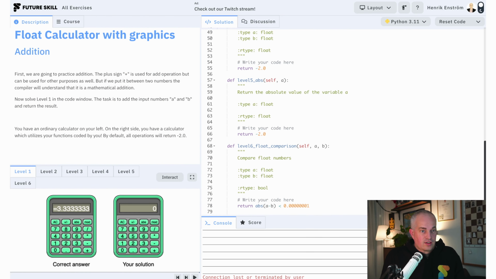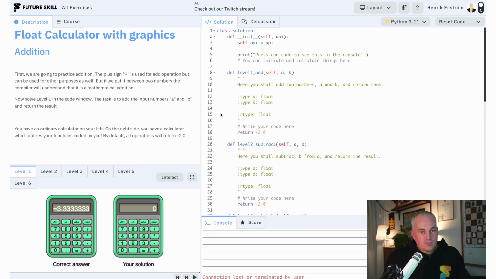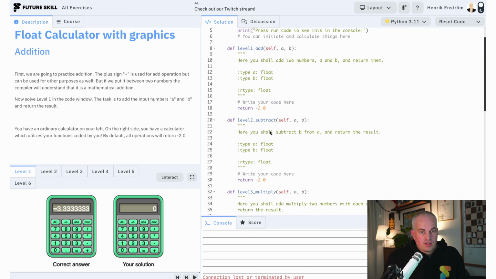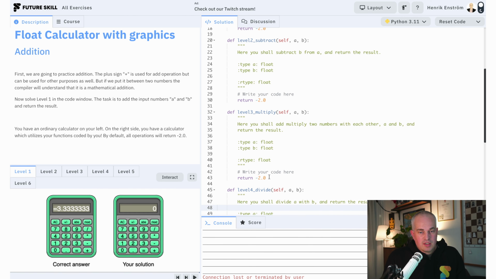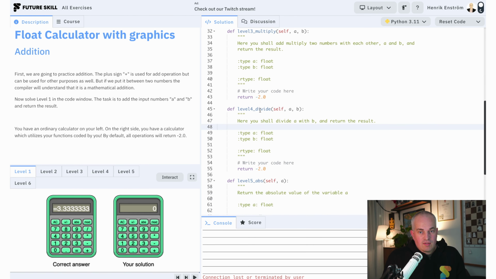the editor here. So now I'm going to go through what you're supposed to do in the different levels, but I'm not going to show the solution. So in the first level, we're going to do addition, which is basically just returning a plus b. And then we have subtraction in level 2, a minus b. In level 3, multiplication, just a times b. And then in level 4, we have division, a divided by b.